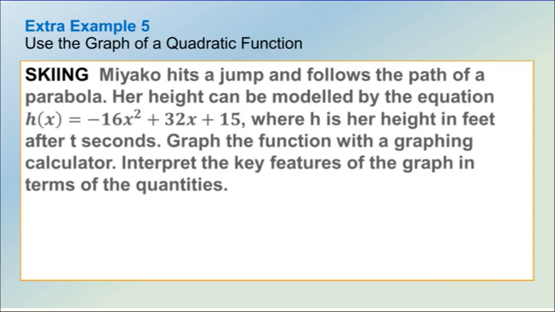Next, Miyako hits a jump and follows a path of a parabola. Her height can be modeled by the equation h of x equaling negative 16x squared plus 32x plus 15, where h is her height in feet after t seconds. Graph the function with a graphing calculator and interpret the key features of the graph in terms of quantities. We're going to grab our calculator here.